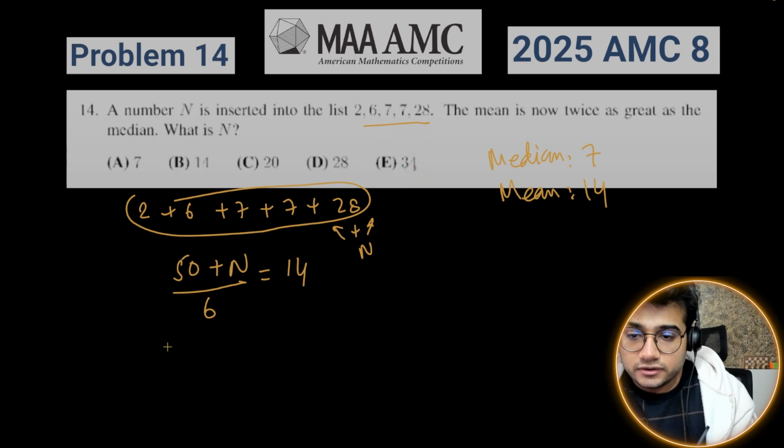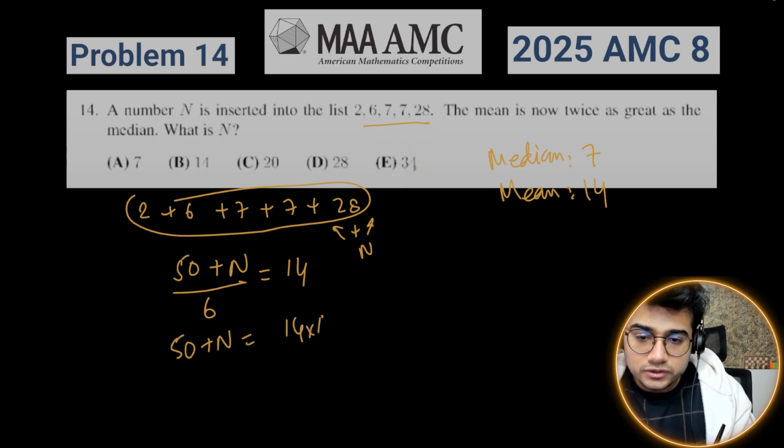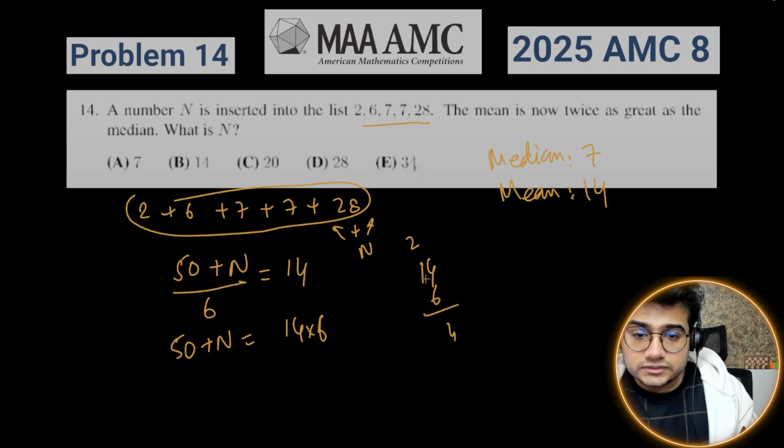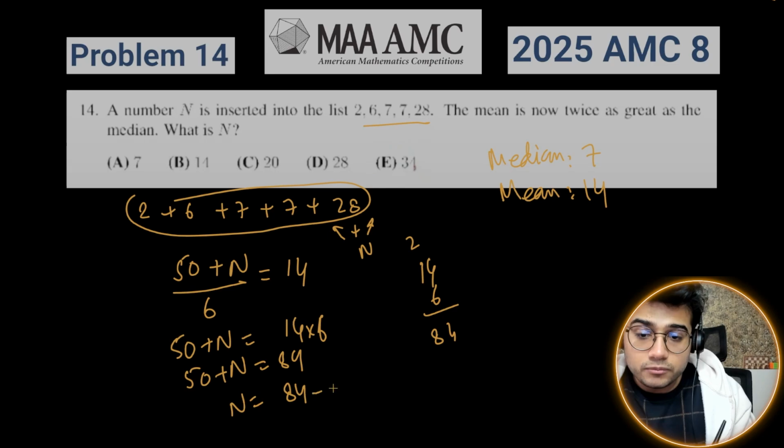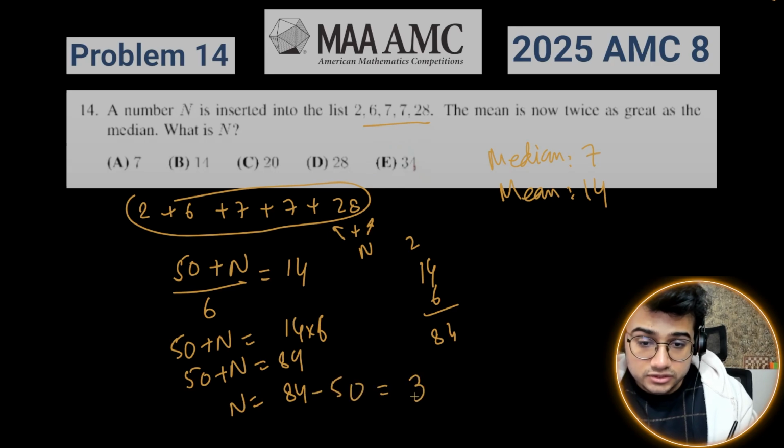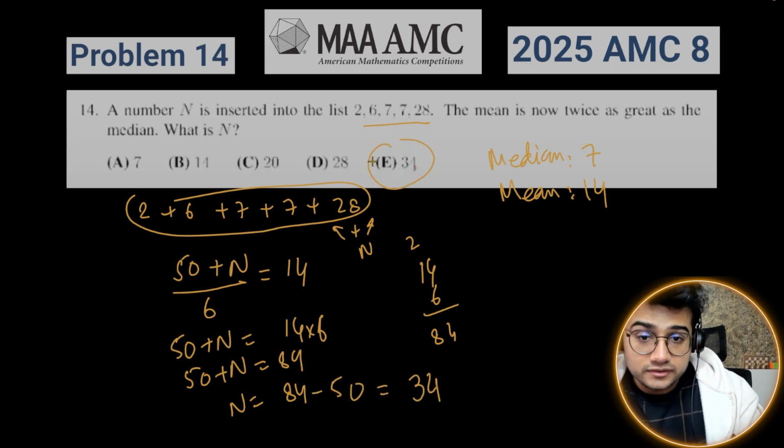So let's solve for n. So 50 plus n equals 14 times 6. What is 14 times 6? Well, that's going to be 24, carry the 2, so that's going to be 84. So 50 plus n equals 84. So n is 84 minus 50, which is 34. So the answer is E.